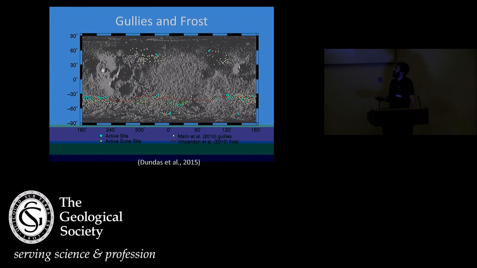Now, I said there's a clear correlation of gullies and frost, and here's for comparison on a global scale, a 2010 contour showing the rough edge of detections of frost in the southern hemisphere, and it lines up pretty well both with the boundary of gullies and the boundary of activity. There's a little bit of error, which may just be due to a resolution effect on CRISM and OMEGA in terms of finding the very lowest latitude and smallest patches of frost.